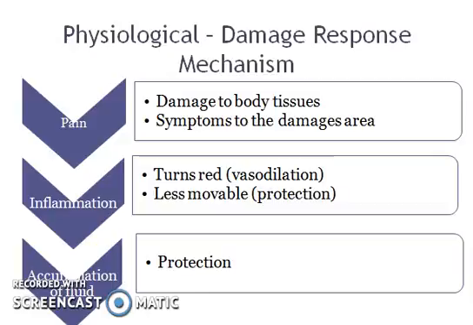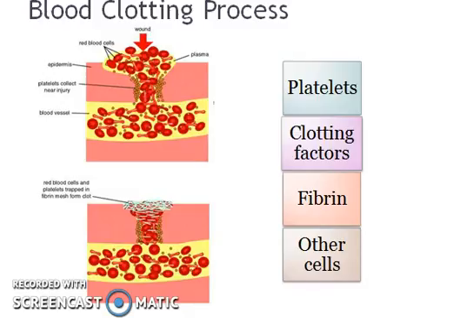Fluids will also surround the area, this is for protection. With inflammation, it makes the area less movable. This is important as the individual won't be able to move it and therefore they won't be able to affect it more than it already is. And finally, accumulation of fluid. So once again, fluid will surround the area. So for example, if you've broken your ankle, loads of fluid will go to the area, so this is for protection.